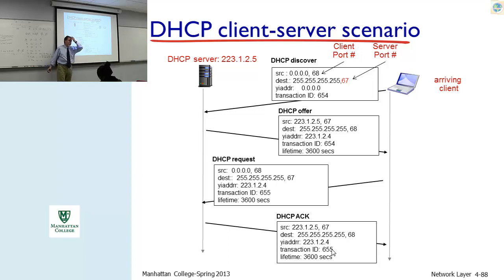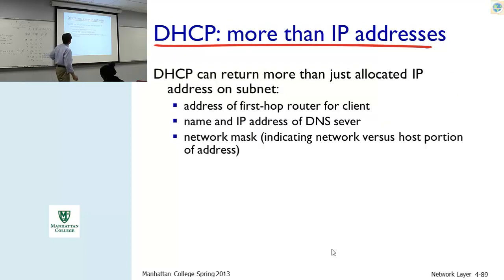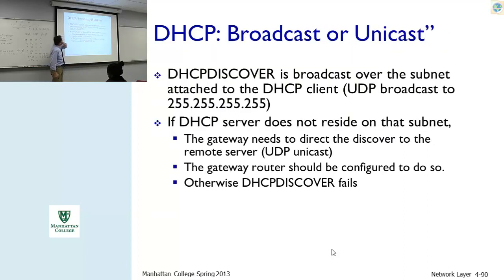And by the way, there's a very nice lab that you can go and look at, the Wireshark lab. I may assign it to you. So these are other things that DHCP returns, you know, DNS and mask, etc. You see that DHCP uses broadcast and uses UDP.